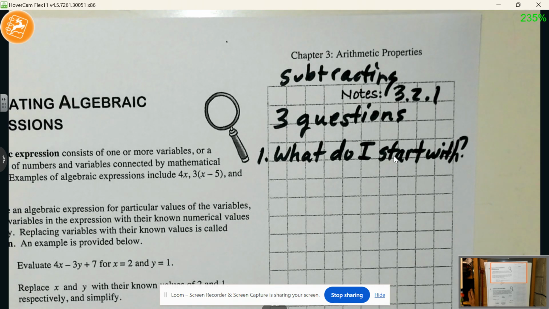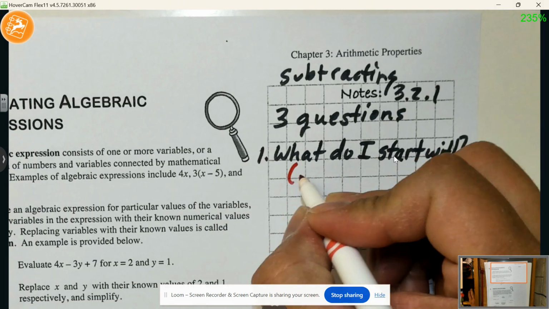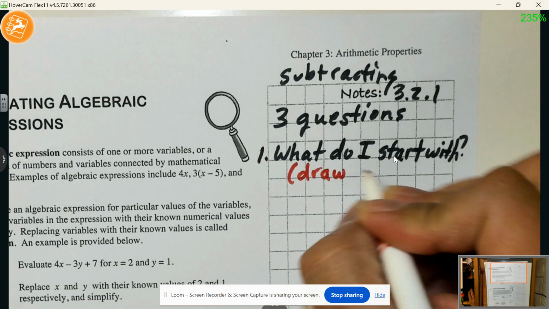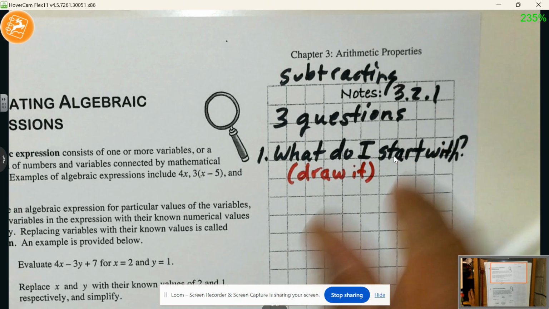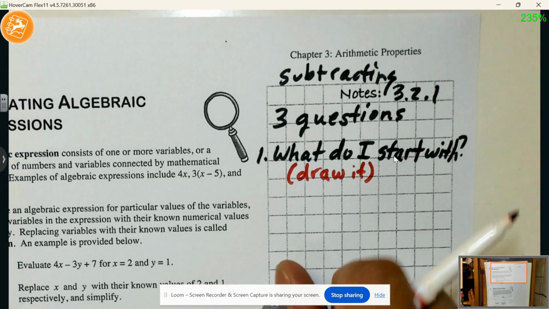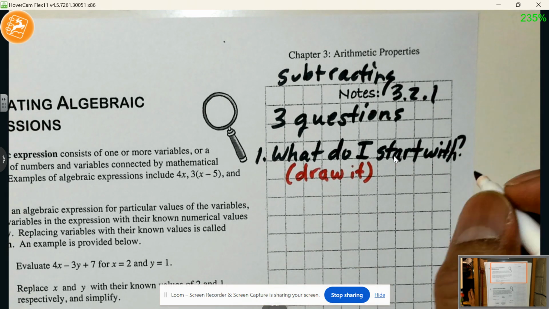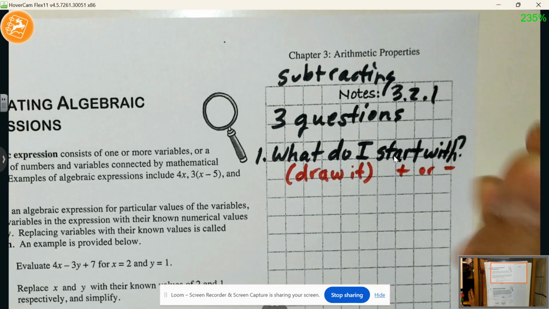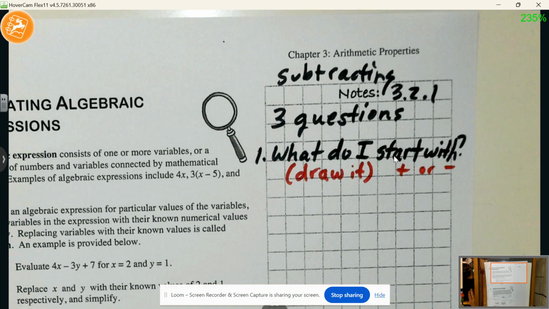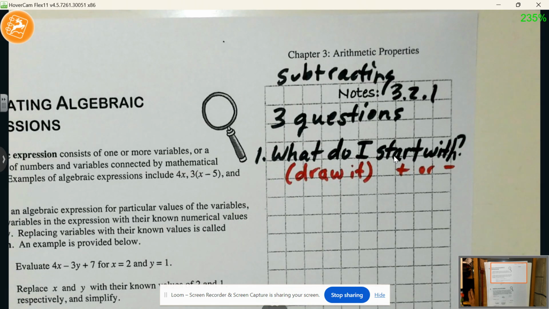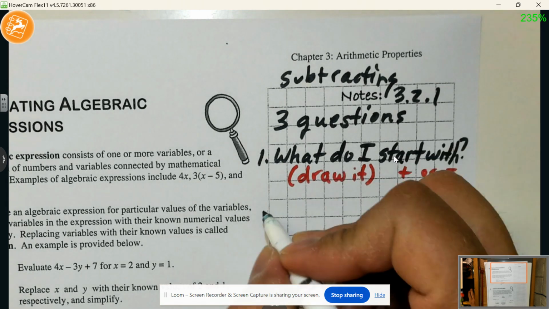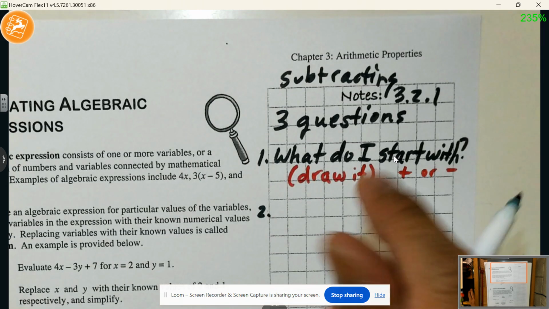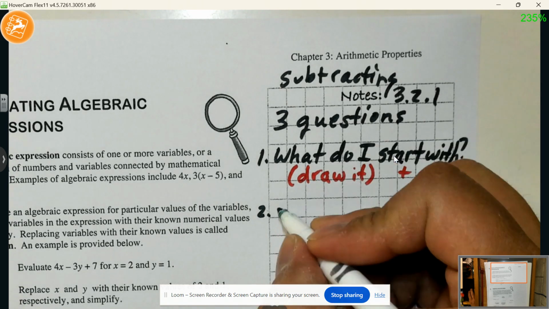All right? Now, once you realize what you start with, you're going to draw the tiles. So you're going to put positives, or you're going to put negatives, whatever you see as the first number in that problem. Okay. Now the next one is what am I subtracting?